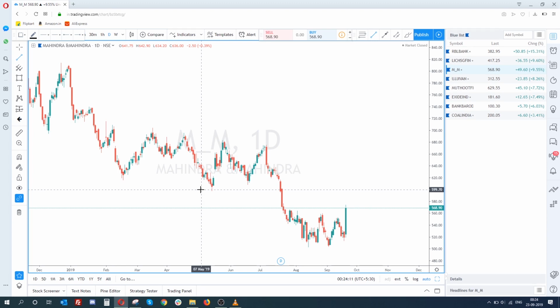I'm sure that most of you, or maybe some of you, have been making money from support and resistance. That's completely fine. I'm not saying that support and resistance doesn't work. I'm just saying that too much importance is being given to support and resistance, and a majority of the patterns which are really important are being neglected.